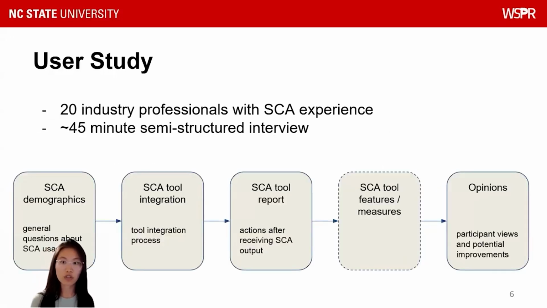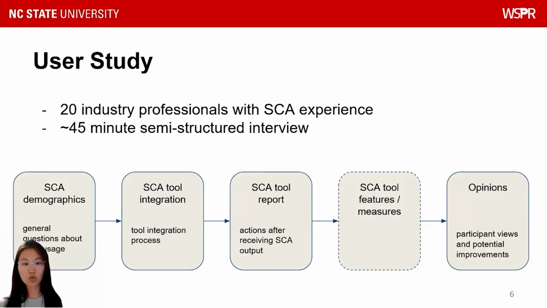To answer our four main research questions, we conducted 20 semi-structured interviews with industry professionals. We talked to each of them for about 45 minutes, and the structure of our interview is based on the four main research questions we had. We first asked them about the SCA demographics and general usage, then we moved on to how they integrate the tools, and then what happens after they receive outputs from the SCA tool. If we had time, we talked about tool features or measures. Finally, we asked them about their opinions and what improvements they would like to see.